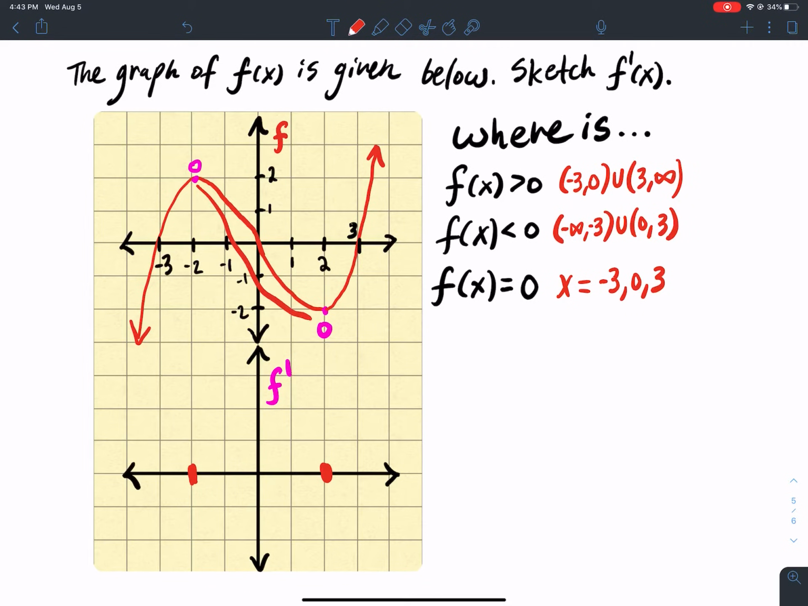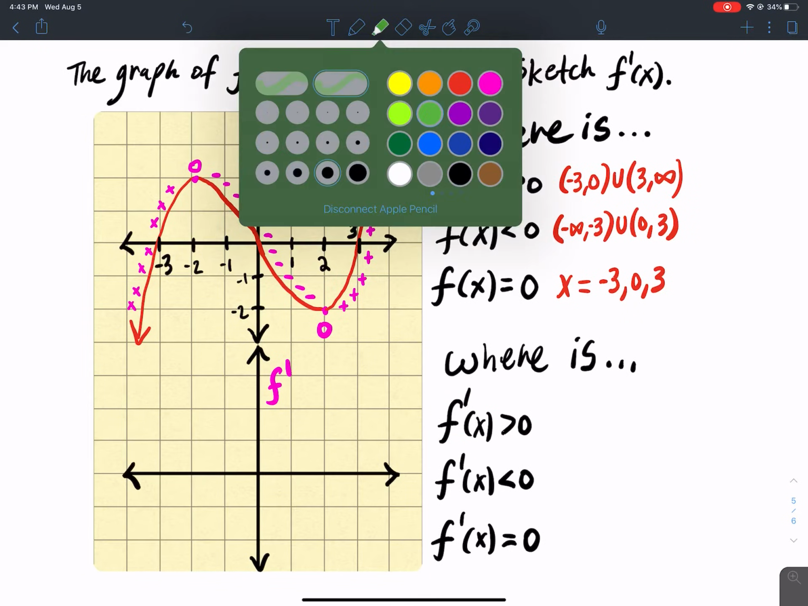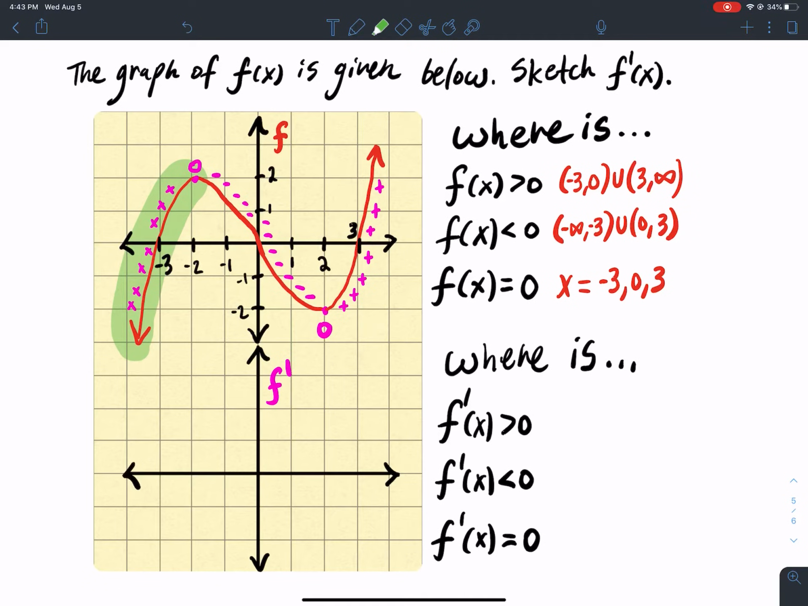Now, we said it was negative through here, so I'm going to put little negative signs to represent the graph is below the axis here. And we said that we were positive here, so I'm going to put plus signs where we're positive. I want you to do the same thing. So where is the derivative positive? We're positive from negative infinity to the -2 value, and then also from 2 out to positive infinity.